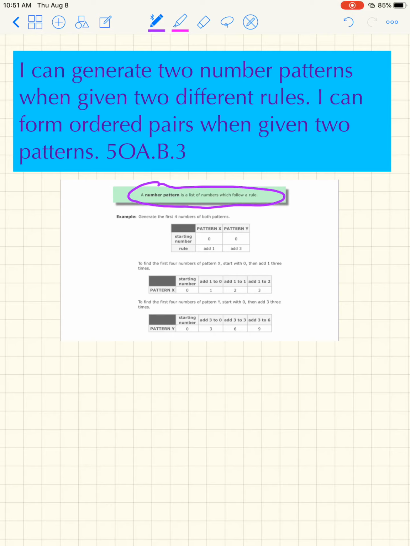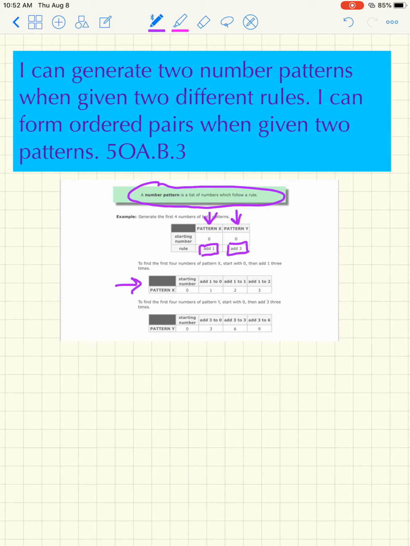So we have pattern X and pattern Y, both starting at 0. And it looks like pattern X, the rule says to add 1, and then for pattern Y, the rule says to add 3. So to find the first four numbers of pattern X, you start with 0 and then you add 1 three times. So here we have an example of what pattern X would look like.